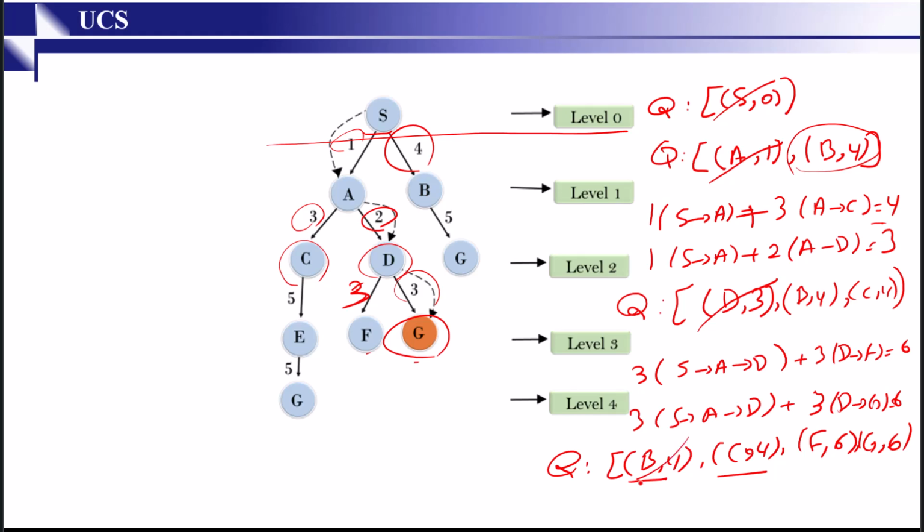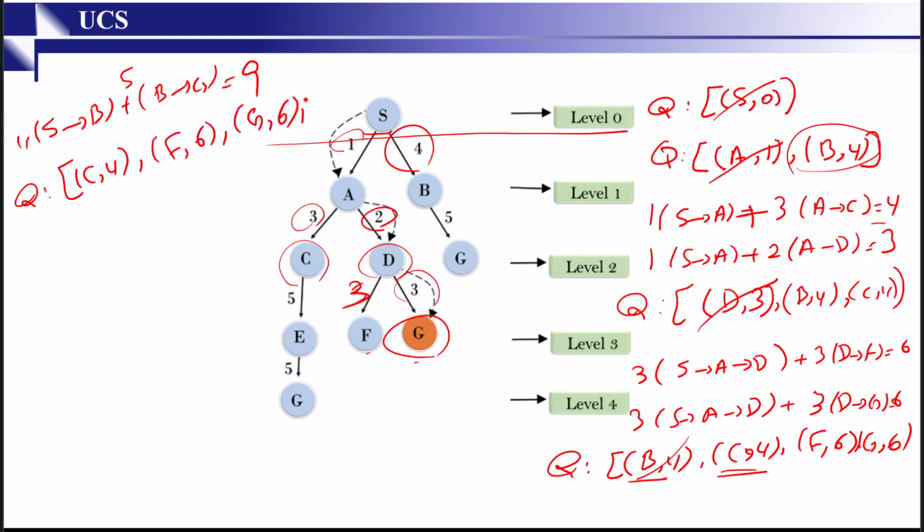So B will be popped and it will be expanded, right? So I will write it here. S to B is the cost of 4, and B to G is the cost of 5. So it is 9. So we will update our Q. We already have C and 4 here. So Q will be C and 4, then F and 6, then G and 6, then G and 9. So you can see still the path that we found from here is not cheapest, right? More expensive. So we will pop this one, C, right?